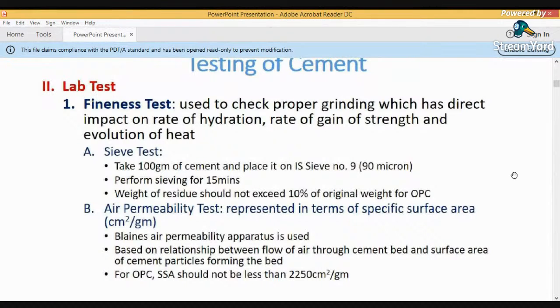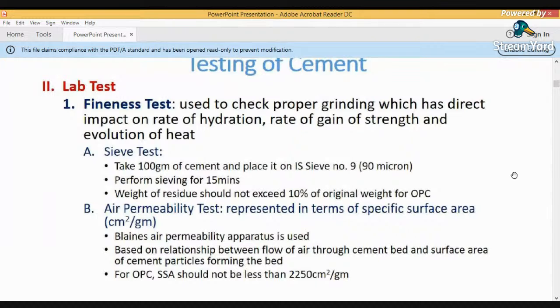For the sieve test, you have to take 100 gram of the cement and place it in an IS sieve. What is the sieve size? IS sieve number 9, so the opening size is 90 micron. You place 100 gram of the cement and perform this sieving process for 15 minutes. Then the weight of the residue present on the sieve should not be more than 10% of the original weight. It means if you take 100 gram of the cement, then 90 gram of the cement should pass, only 10% should be retained, and it should not be more than 10%.